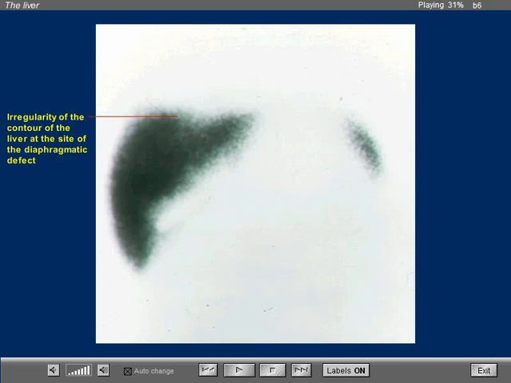So this case, in summary, represents an example of a transdiaphragmatic liver herniation simulating a lung lesion or some sort of another mass that one would never think initially in the possibility of liver.